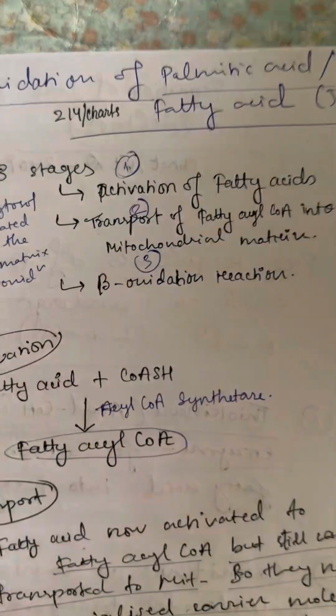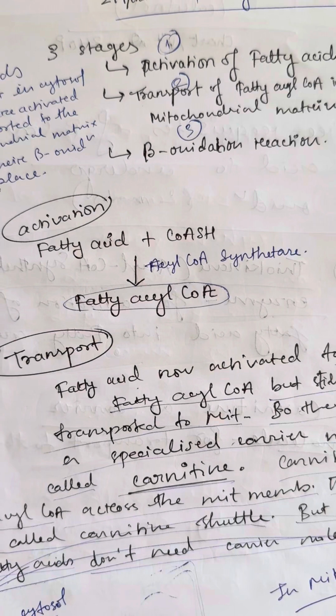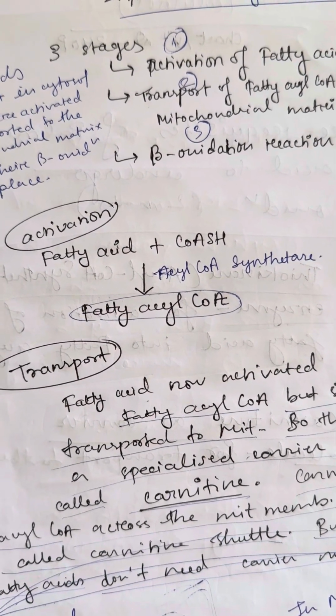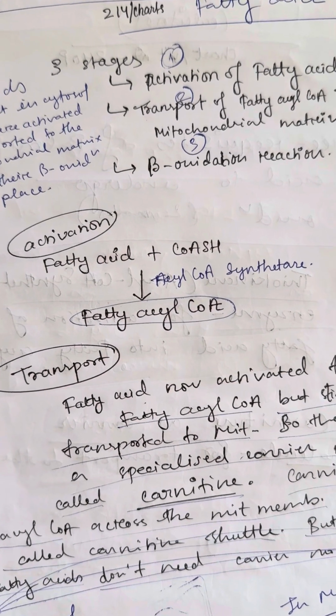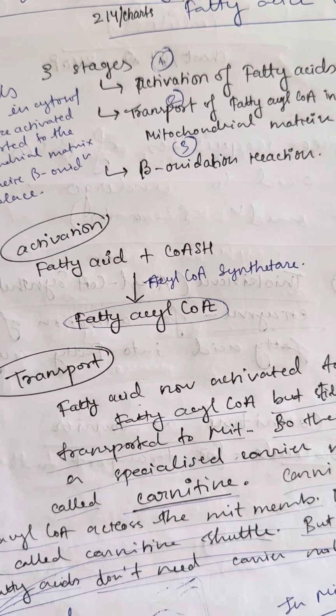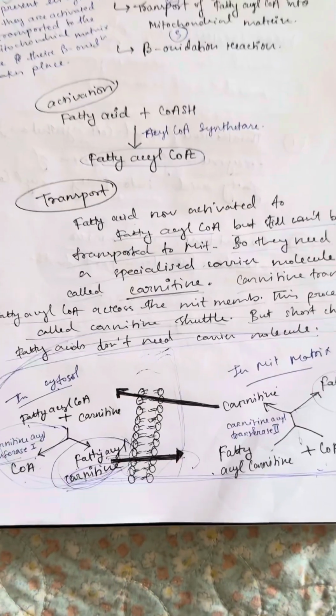Let us understand the activation. Fatty acid combines with coenzyme A, which gives fatty acyl coenzyme A, the activated form of fatty acid. The enzyme responsible is acyl coenzyme A synthetase. Transport, let us understand that.